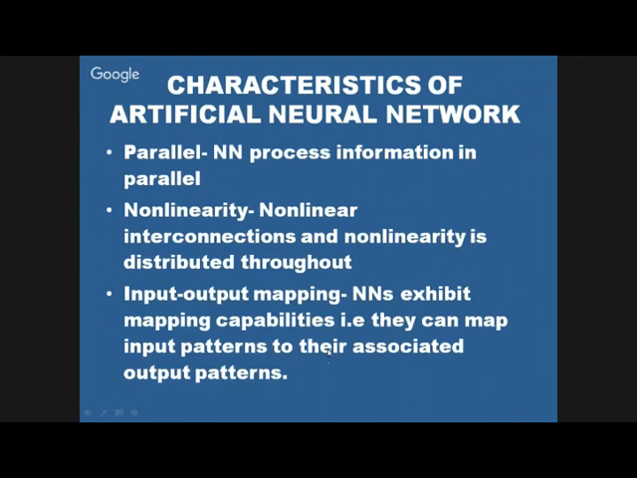It is parallel, and I have told you that a neural network processes information in parallel. Nonlinearity, that also I have covered: nonlinear interconnections, and nonlinearity is distributed throughout. Input-output mapping means they can map input patterns to their associated output patterns. That means, as I have told you, if you are training the network to recognize A, right? So you have taught the network to recognize A. So whatever input you are giving, it can map to the associated output, that is, what type of A it is, right?